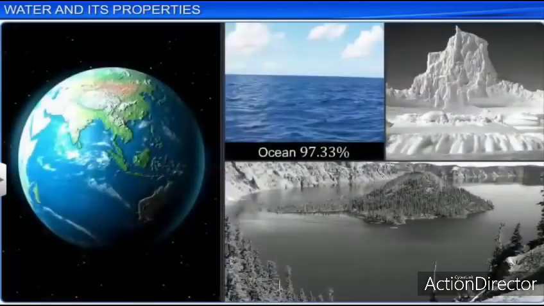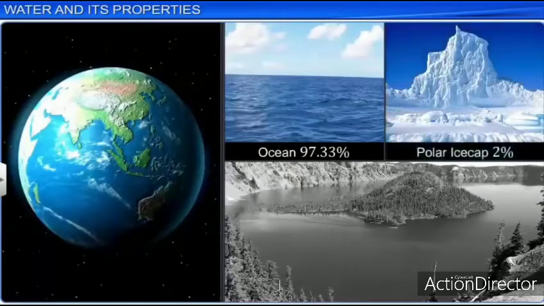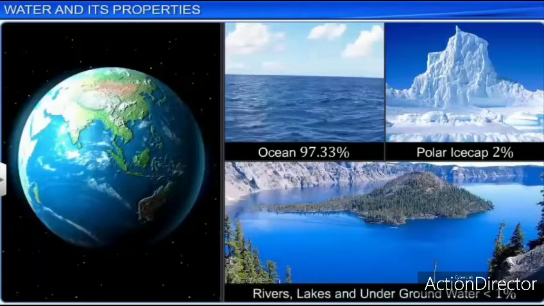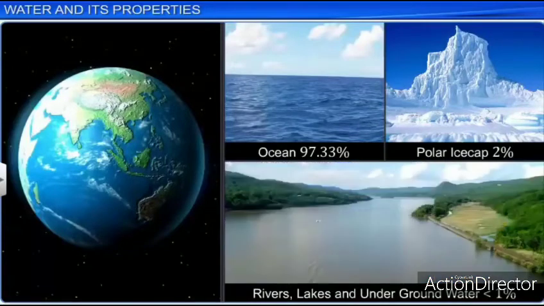Oceans contain 97.33% of water on the Earth's surface. Only 2% of water on the Earth's surface is in the form of polar ice and glaciers. The remaining water, less than 1%, is present in lakes, rivers, in the atmosphere, and as underground water.